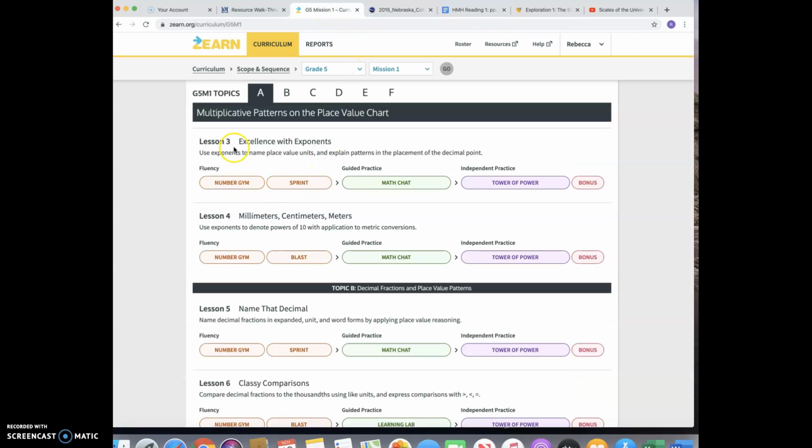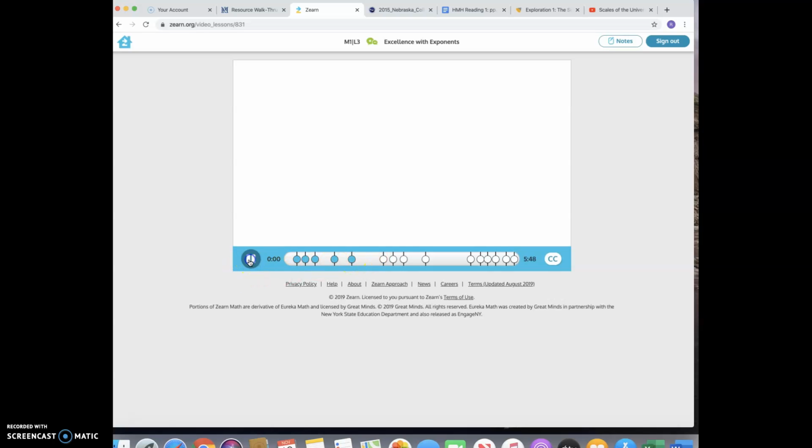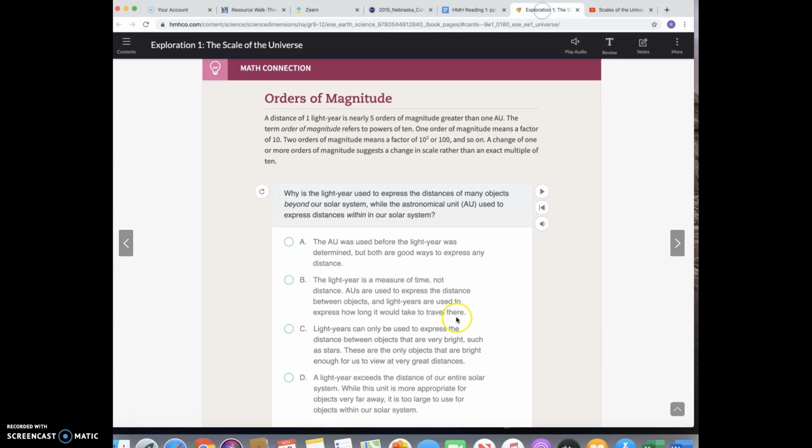And then I found this Excellence with Exponents. And I really like the way Zern has everything all laid out, from practicing fluency to timed facts to this great guided practice where the students actually walk through 100 equals 10 to the second power. 2 is the exponent. And lessons that talk about what 10 to the second, what 10 to the third means, and that goes right back to our activity from the digital curriculum.